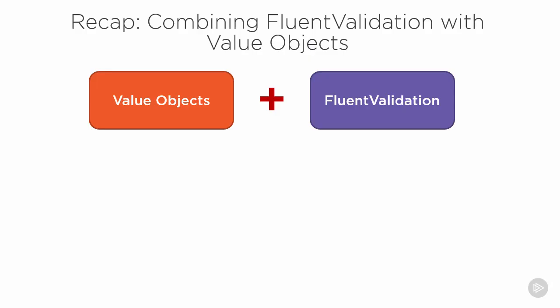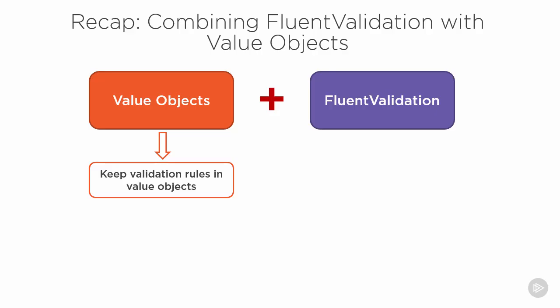In the previous demo, we combined the Fluent validation library with value objects by introducing a custom validation rule that tries to convert a string into an email instance and, if the conversion is not successful, transforms the error from the result object into a Fluent validation failure. This way, we are getting the benefits of both approaches, without their respective drawbacks.